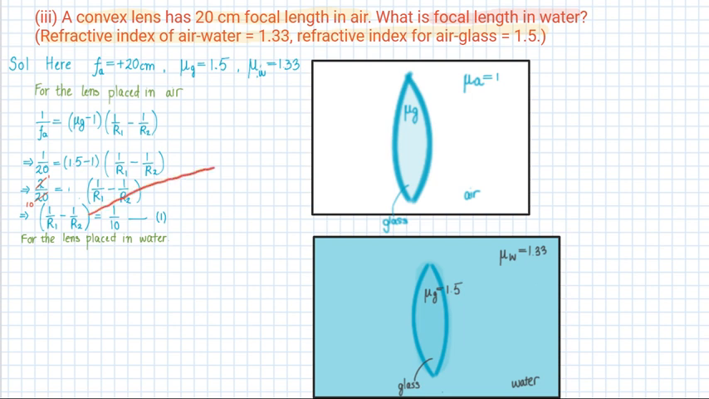This difference of the radius of curvature will not change when I place it from one medium to another. Why? Because your radius of curvature does not depend upon the medium. Therefore, I have calculated this value. This R1 and R2 is independent of the medium. So using this, I can calculate the focal length in water.